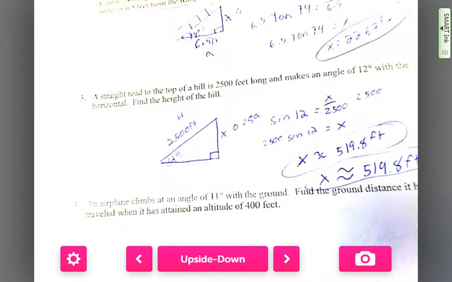All right. Why don't you try the next one? Making the picture and trying to find the answer. An airplane climbs at an angle of 11 degrees with the ground. Find the ground distance it has traveled when it has attained an altitude of 400 feet. What do you guys think altitude means? So try drawing your picture and figuring out which trig function it goes with. Sine, cosine, or tangent. So label those sides. So number 4, draw your picture, and then which trig function?